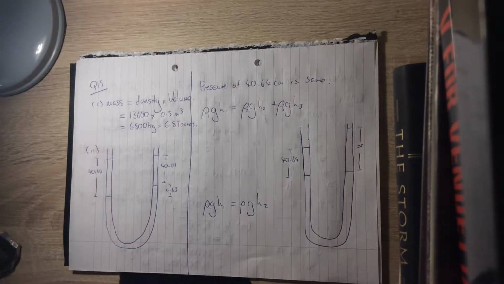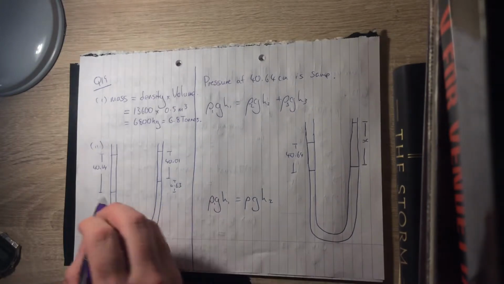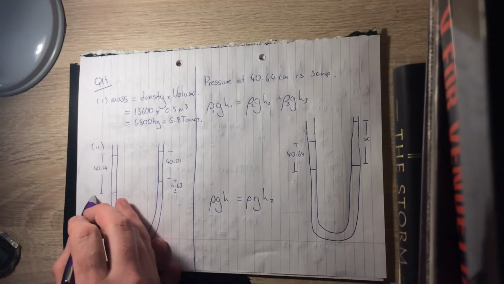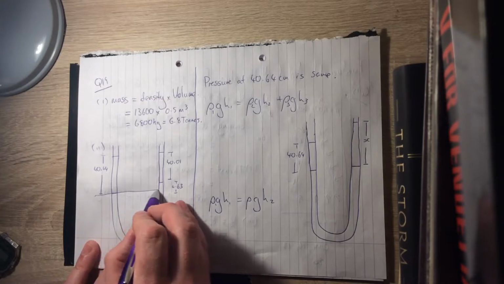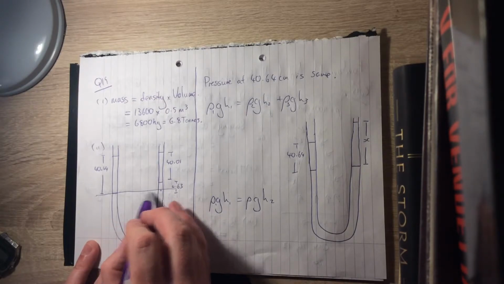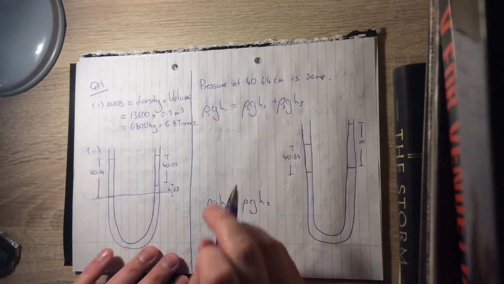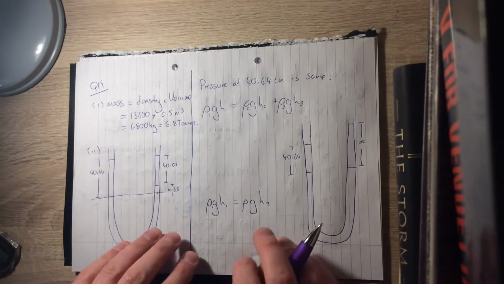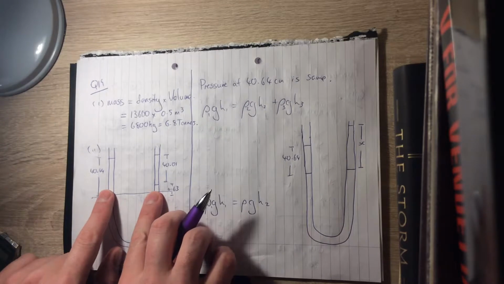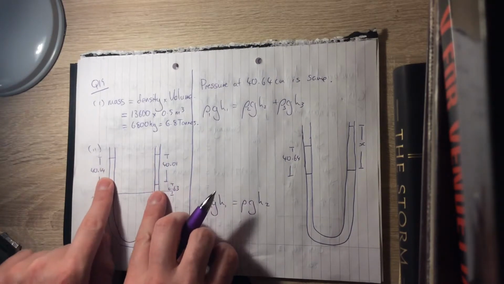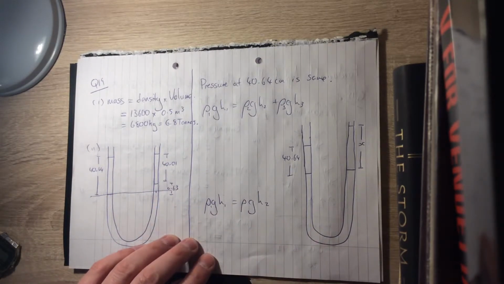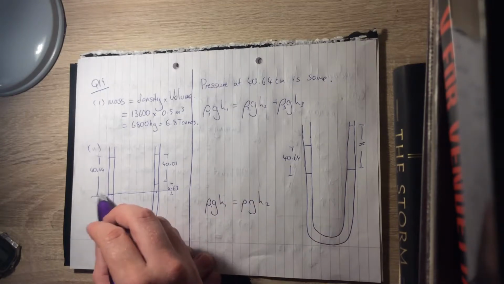Okay, so this works on the same principle we've seen before with these U-tube problems, that along this line here, the pressure and the pressure here have to be the same. Okay, so the pressure at a depth of 40.64 has to be the same. If it wasn't, then one of the columns or the other would move upwards or downwards. So the pressure at this point is easy enough.